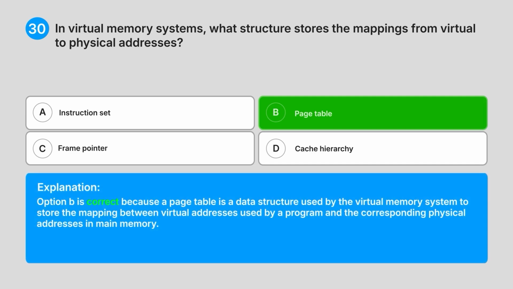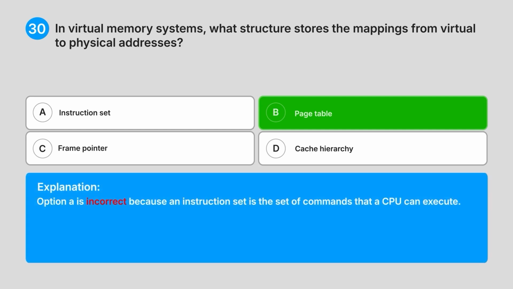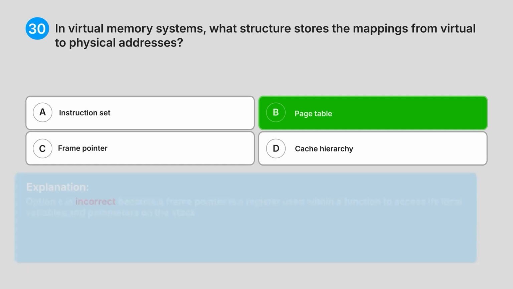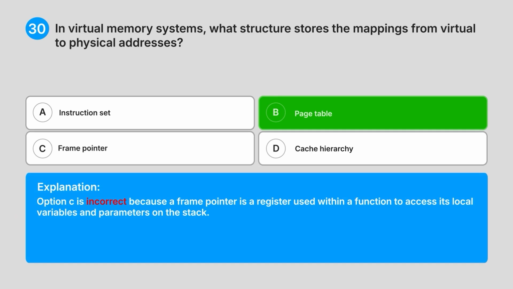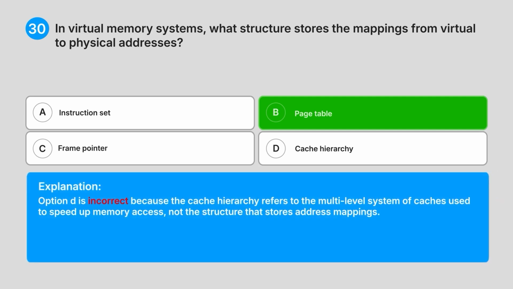Explanation: Option B is correct because a page table is a data structure used by the virtual memory system to store the mapping between virtual addresses used by a program and the corresponding physical addresses in main memory. Option A is incorrect because an instruction set is the set of commands that a CPU can execute. Option C is incorrect because a frame pointer is a register used within a function to access its local variables and parameters on the stack. Option D is incorrect because the cache hierarchy refers to the multi-level system of caches used to speed up memory access, not the structure that stores address mappings.